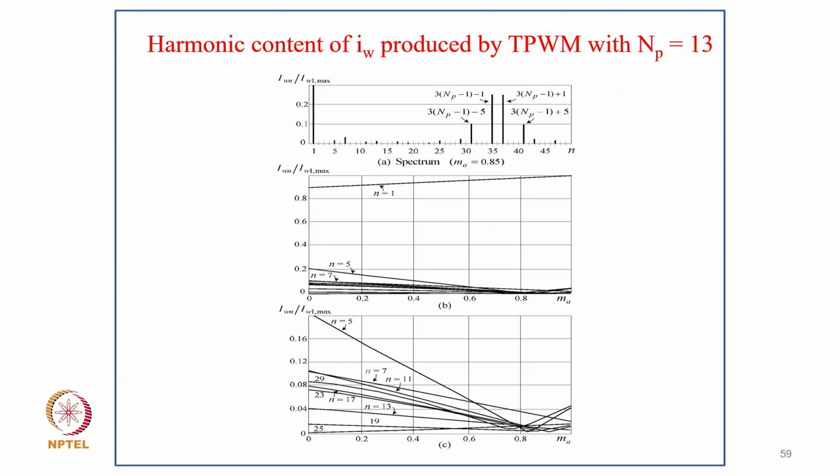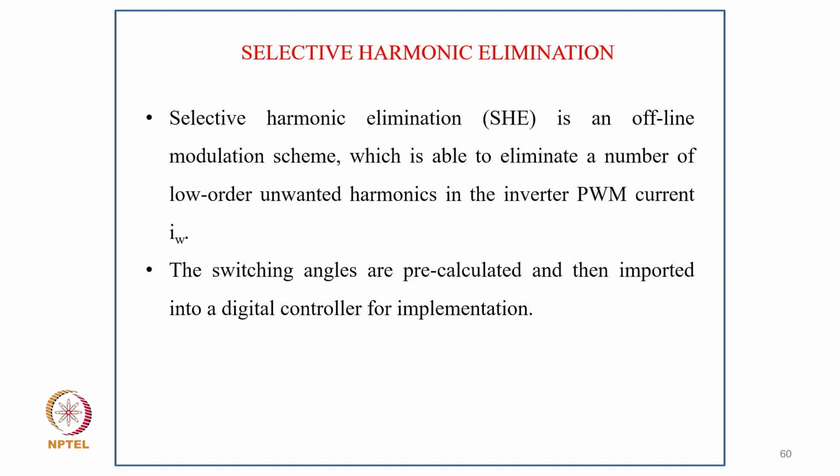And here you can see the harmonic content of IW produced by TPWM with NP equal to 13, where the dominant harmonics are the sidebands of that, like the 35th, 37th, and similarly 41st, 43rd. You can also see how the output current changes with the modulation index. Now coming to another modulation technique, selective harmonic elimination.